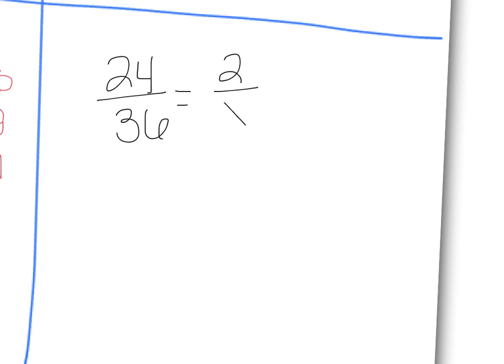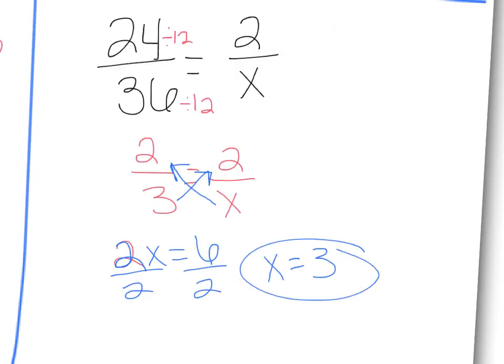Okay, let's do another one where you guys try it on your own. This one, let's look at 24 over 36 equals 2 over x. Now remember what I said in that second example about looking and seeing if you can simplify any of your ratios down before you start doing your cross products. Whether you simplified that first ratio down or not, you should have ended up with x equals 3.